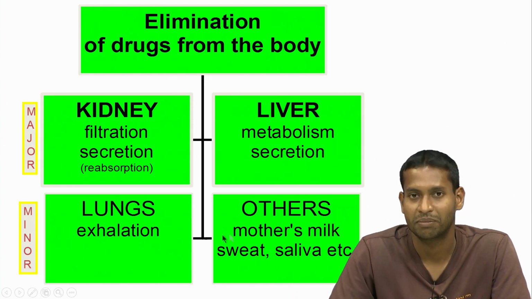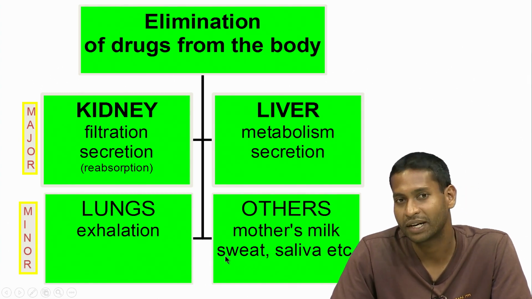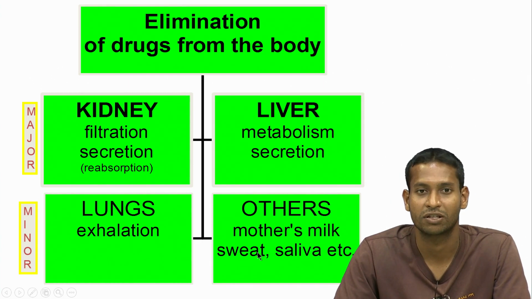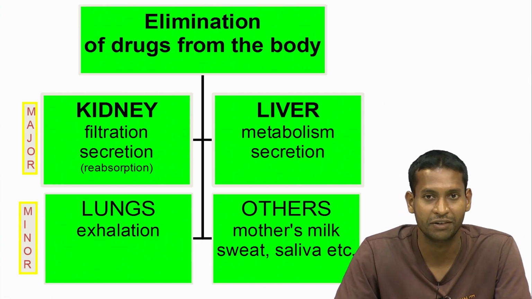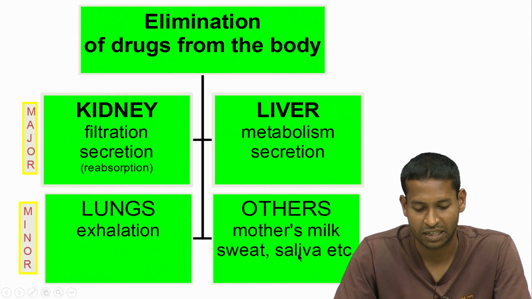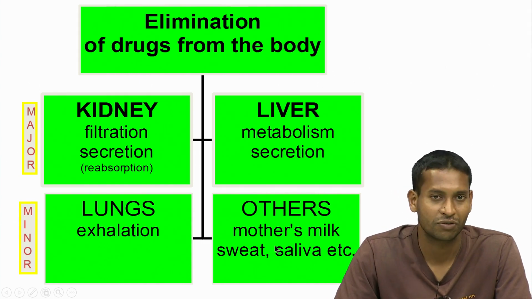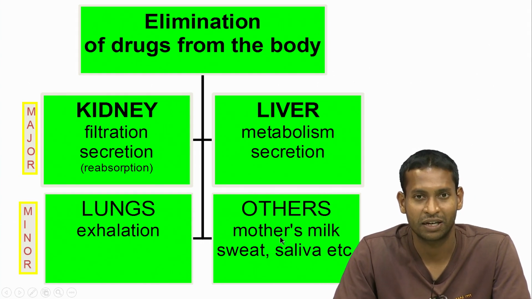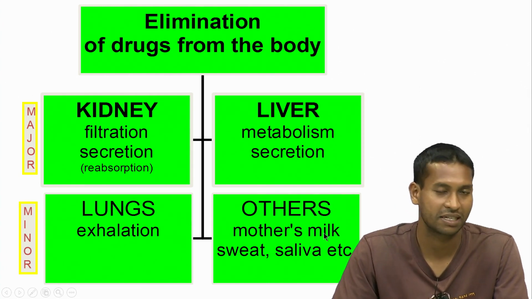And then there are some very minor mechanisms, which could include sweating. We eliminate lots and lots of ions and water when we are doing some physical activity or when we are sweating. Saliva is another way that we eliminate a few of the enzymes as well as some of the drugs, and of course, there is a very minor contribution in many different circumstances in mother's milk and things like that.